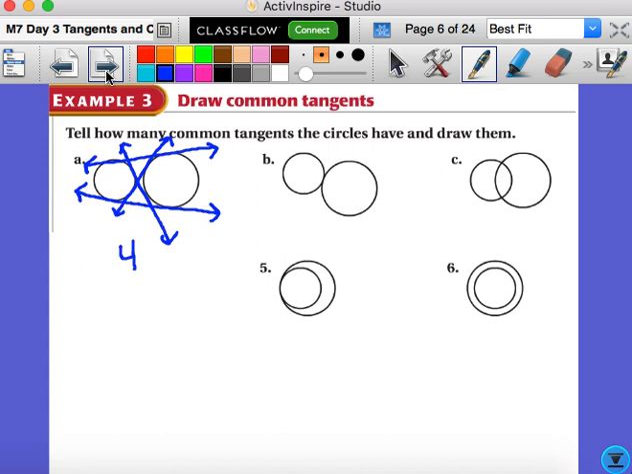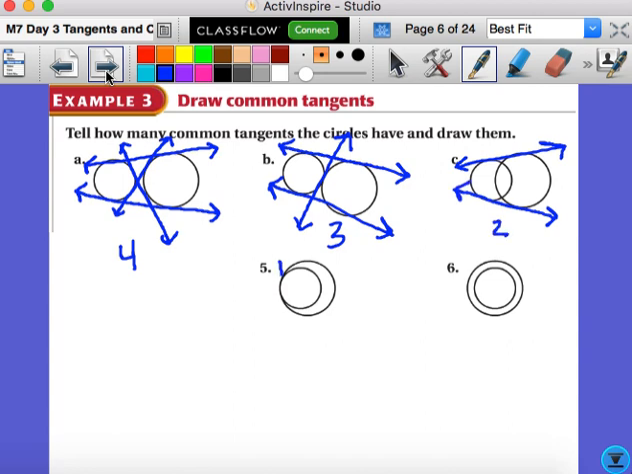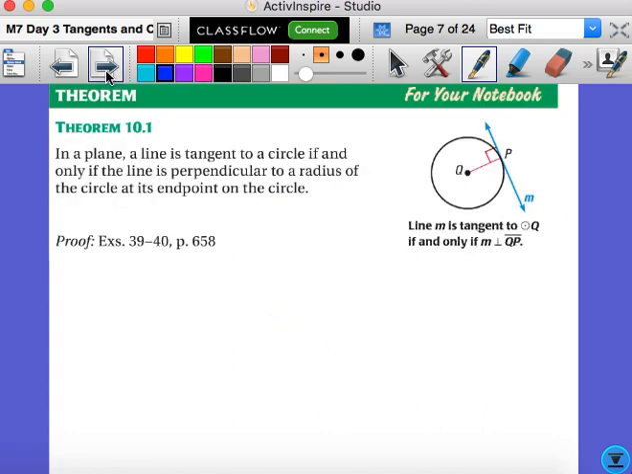Picture B is going to have 3 common tangents. I didn't do a great job of drawing that second one, but bear with me there. This one here is only going to have 2 common tangents. This one only has 1. And the last one, these concentric circles, do not have any. So all of your different choices are that we can have 4, 3, 2, 1, or none of the common tangents.